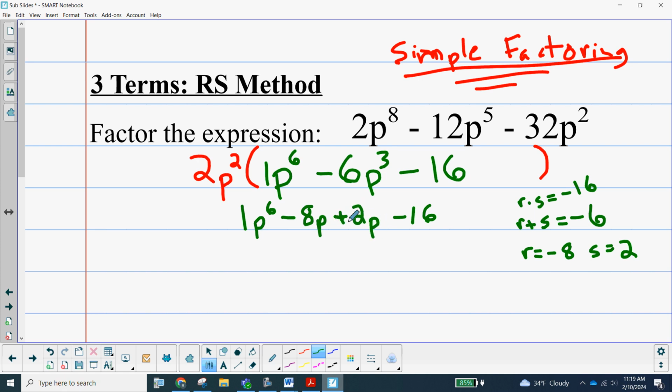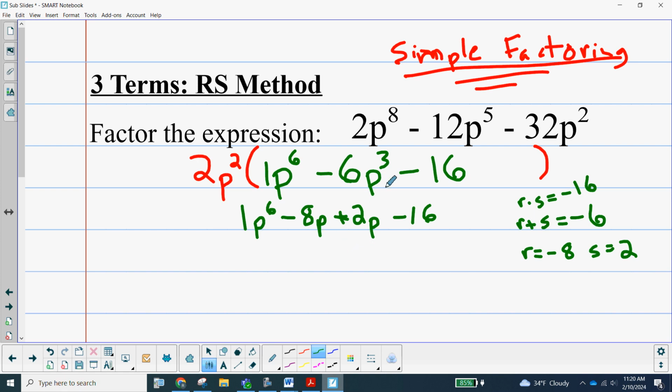Right? Negative 8p plus 2p. Now, if you remember, when I first showed you the RS method, I said the common mistake was people forgetting that variable when they expanded the middle term. And I have the variable there. I didn't make that mistake. So what is my mistake?